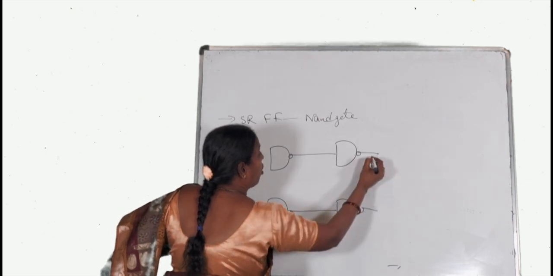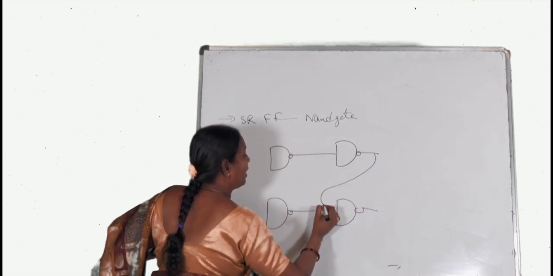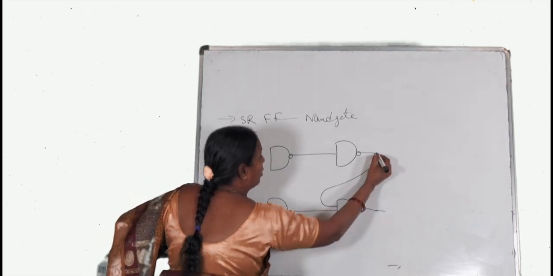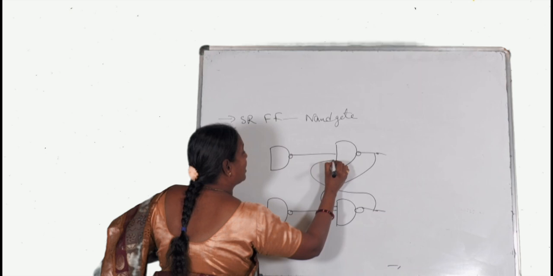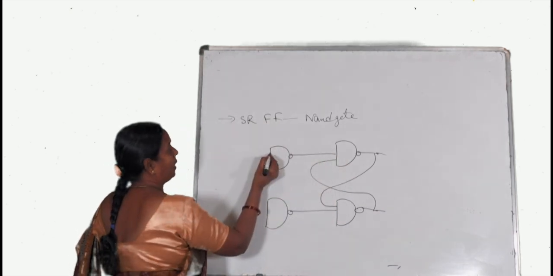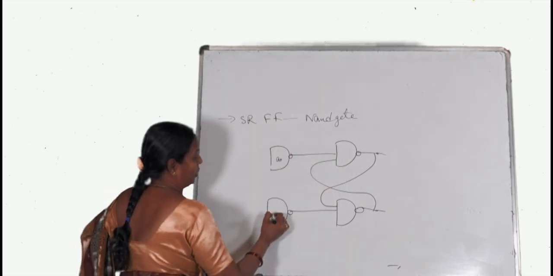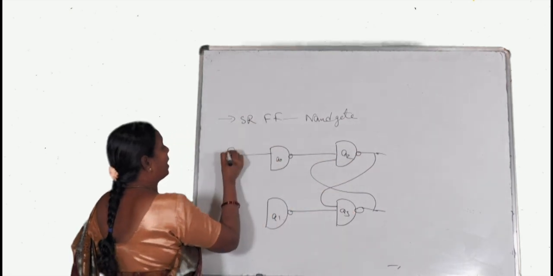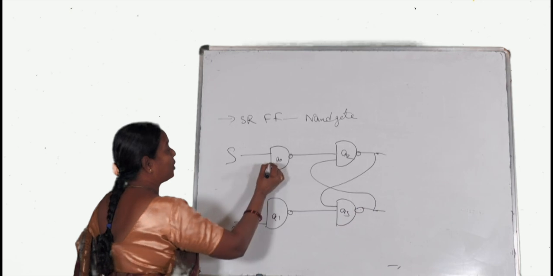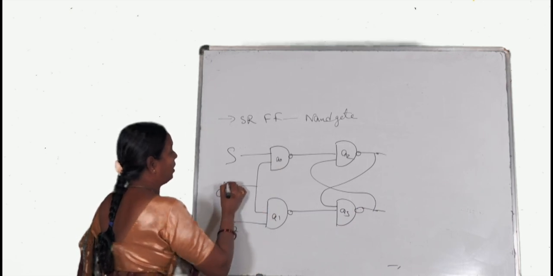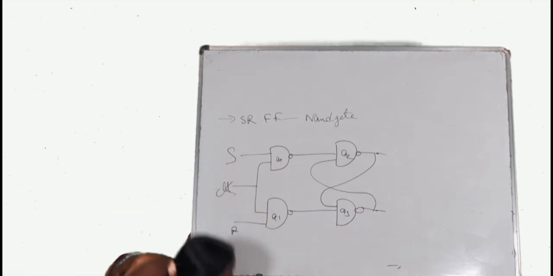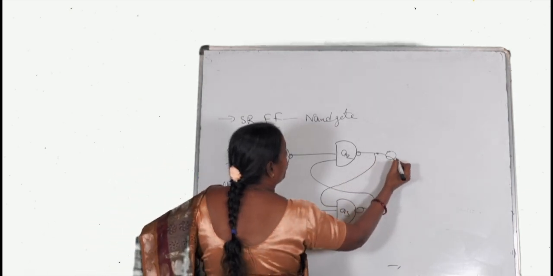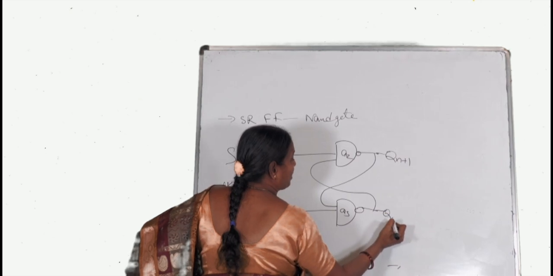In this, the output of this NAND gate is going to be given as input for this NAND gate, and the output of this NAND is going to be given to this NAND gate. Let's take A0, A1, A2, A3 NAND gates, and let S and R. For these two, I am going to give clock as a controlling signal. Now let us take the outputs as Qn plus 1 and Qn plus 1 bar.